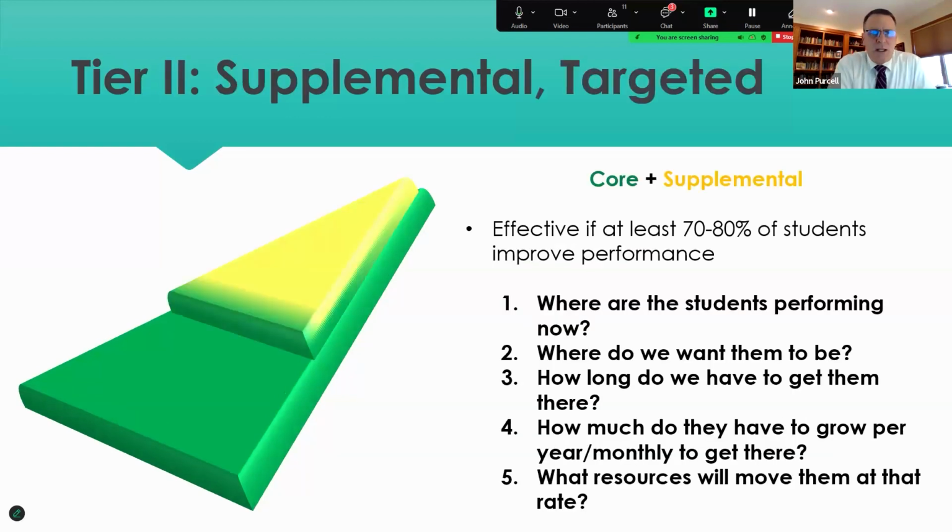Tier 2, supplemental or targeted. Tier 1 is all students. All, capital ALL. All students are provided that core instruction. When I talk to some schools that are struggling with their LRE, they have too many students that are being pulled out, so to speak.